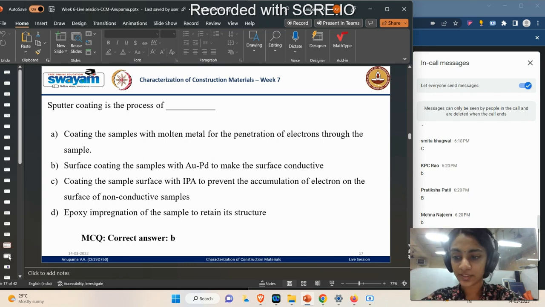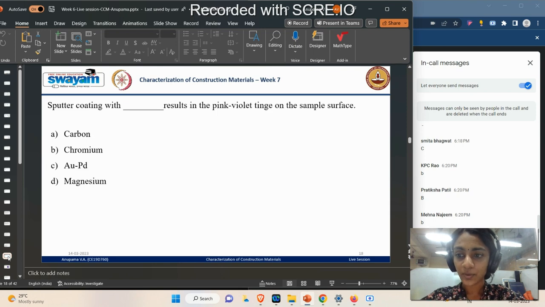Okay, let's move to the next one. Now, again, it's about sputter coating. Sputter coating with dash results in a pink violet tinge on the sample surface. We can do sputter coating with different materials. So, which of the following, when coated onto the sample, gives a pink violet tinge? Is it carbon, chromium, gold palladium, or magnesium?